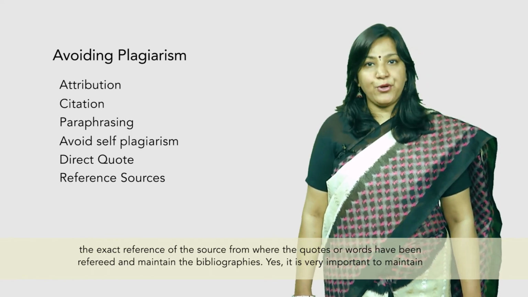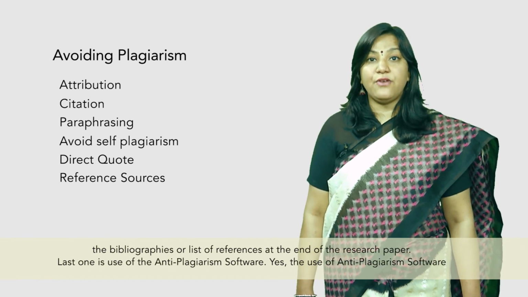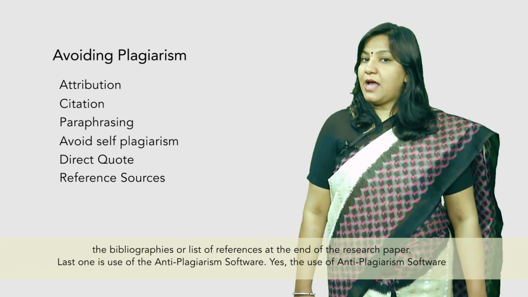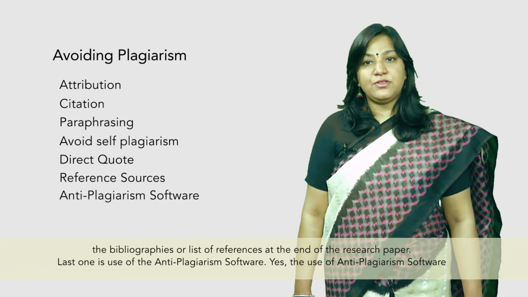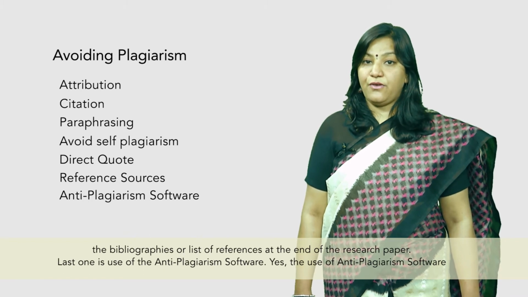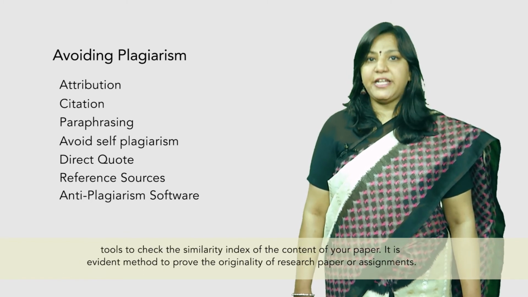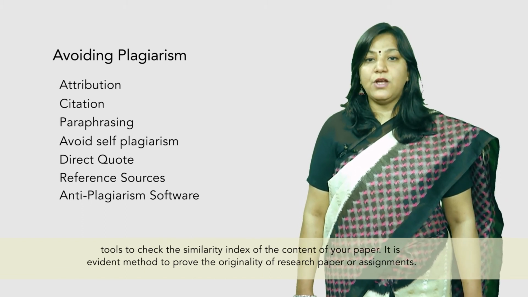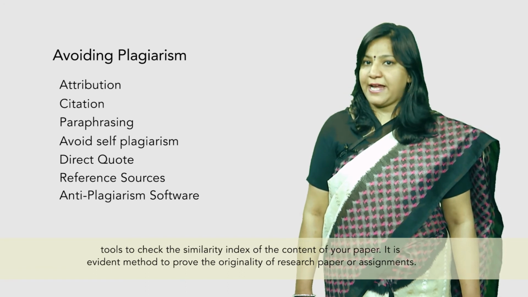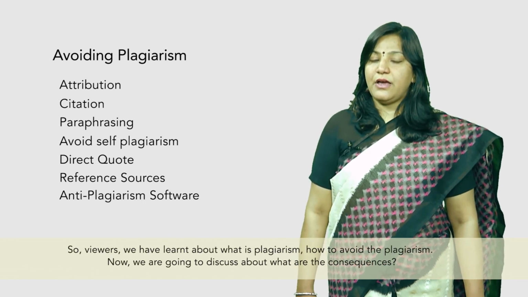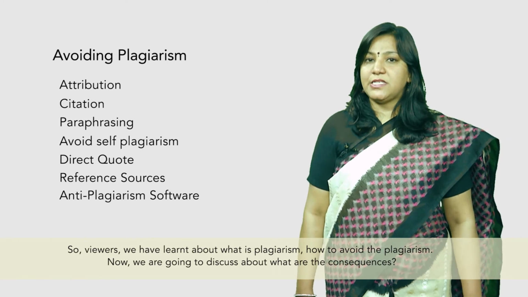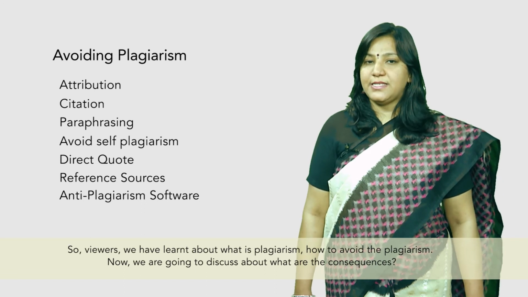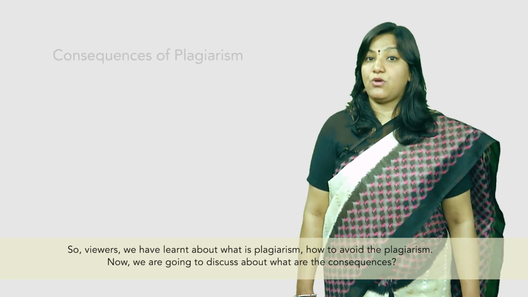Yes, it is really very important to maintain the bibliography or list of references at the end of the research paper. The last one is the use of anti-plagiarism software. Yes, the use of anti-plagiarism software tools to check the similarity index of the content of your paper is an evident method to prove the originality of a research paper or assignment. So viewers, we have learned about what plagiarism is and how to avoid it. Now we are going to discuss the consequences.